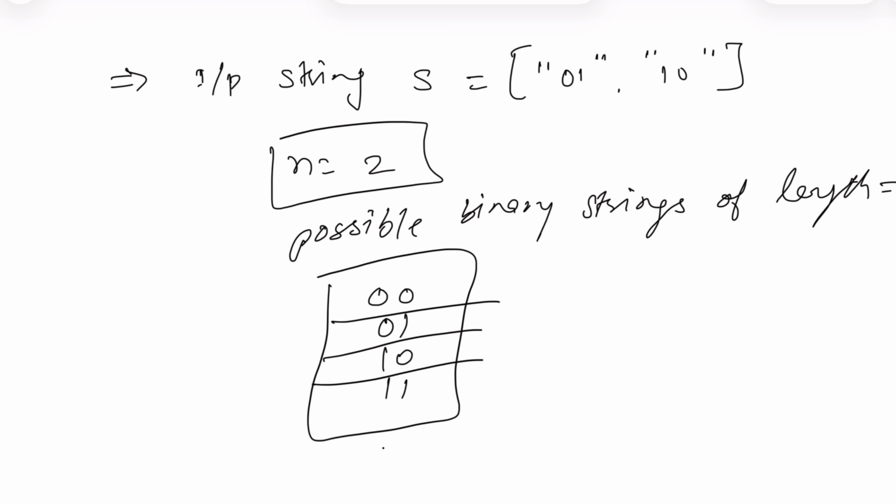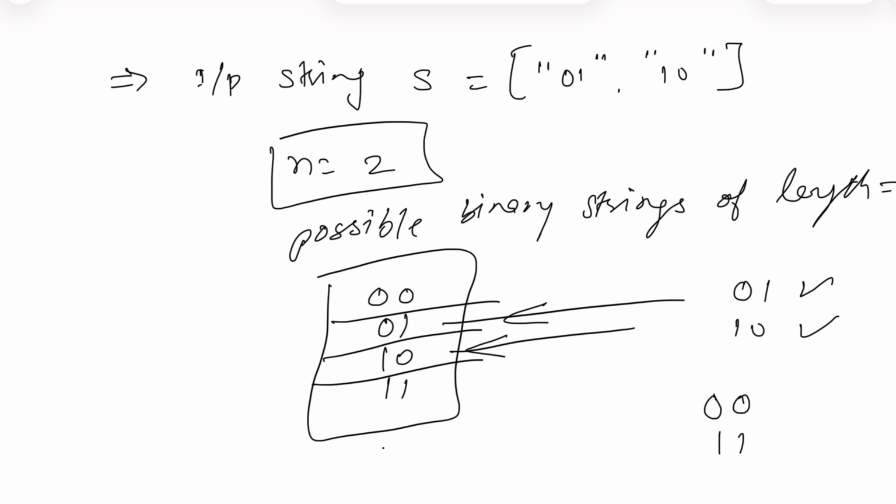The possible binary strings of length 2 are these, and what we are given is 0 1 and 1 0. What is missing? Missing are 0 0 and 1 1. So our valid answer is either 0 0 or 1 1. This is the main trick here.